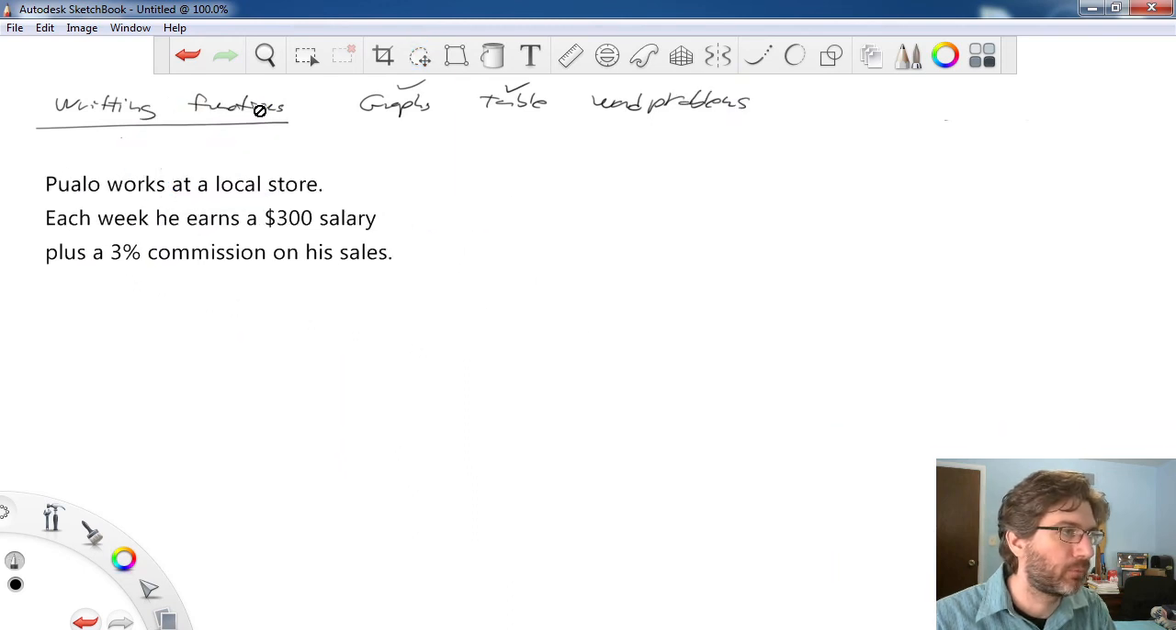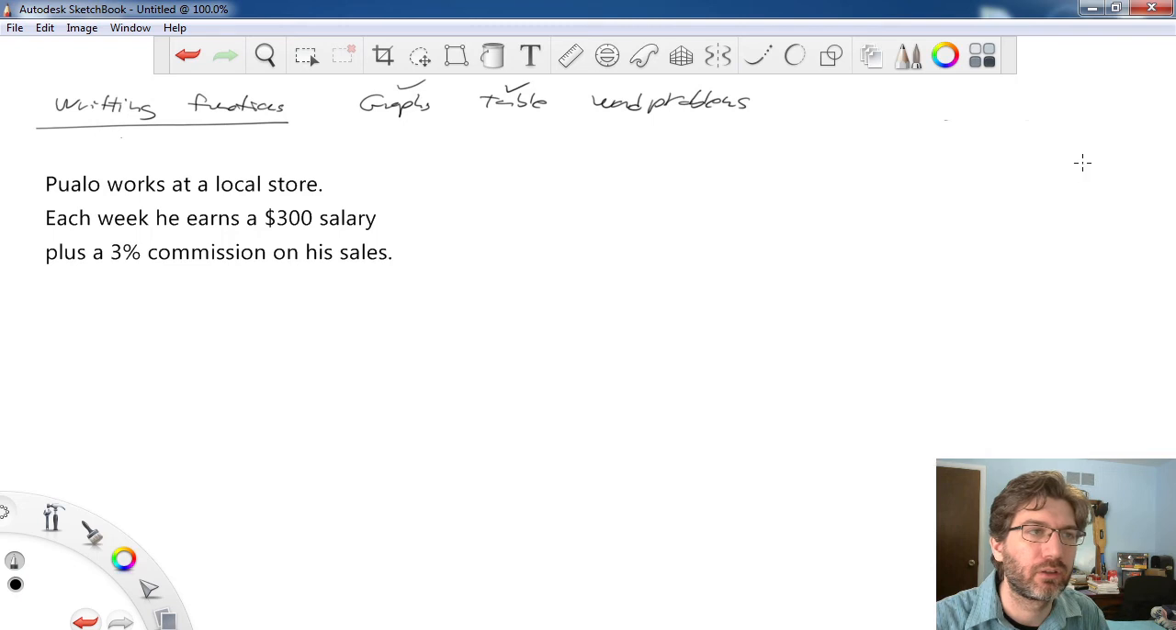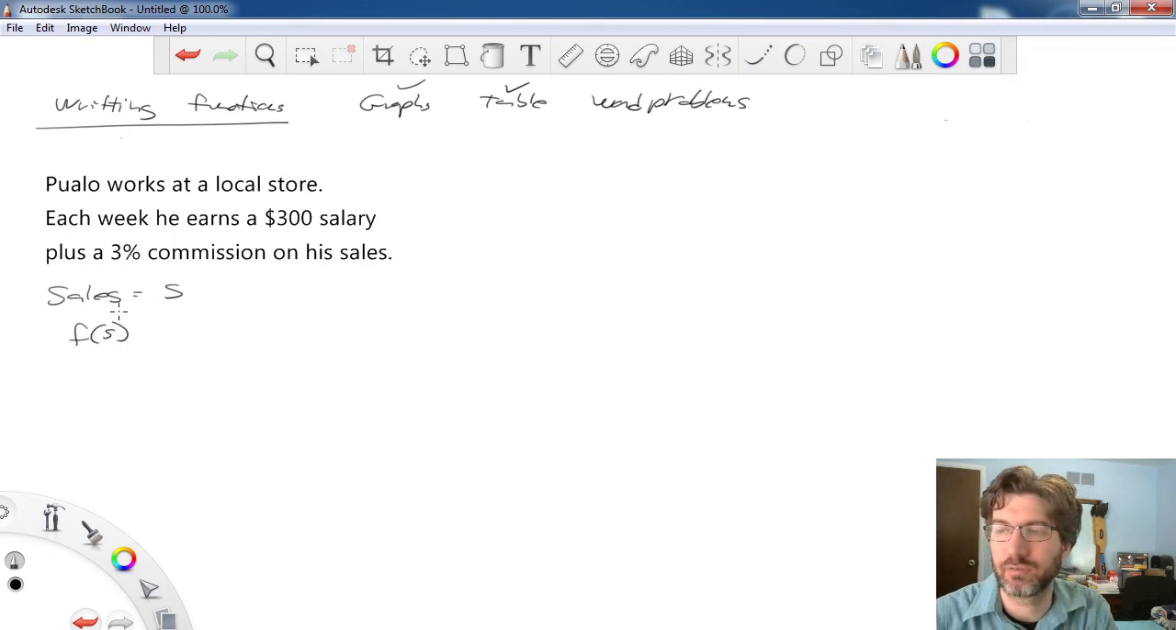So there's our word problem, and we want to model this as a function. So what we can do is get in another layer so I can actually write things. So we got Paulo works at a local store. Each week he earns $300 salary plus a 3% commission on his sales. And we're going to write this as a function. This is a great example of maybe writing something as f of s instead. So this is a function of his sales. So s equals his sales. I'm going to say sales equals s, and I'm going to write the function f of s for a function of his sales.